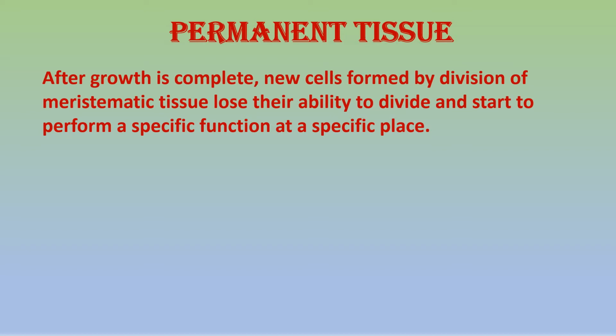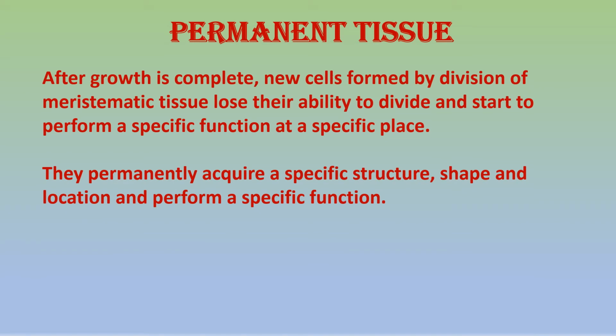When they were growing, they were dividing because the plant had to grow. But all these new cells now lose their ability to divide, and now they start to perform a specific function at a specific place. Now this meristematic tissue, which has lost its ability to divide, now becomes permanent tissue.